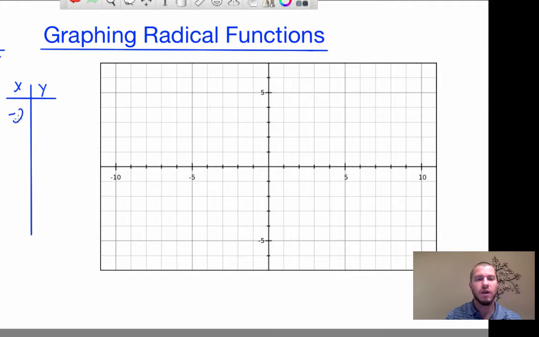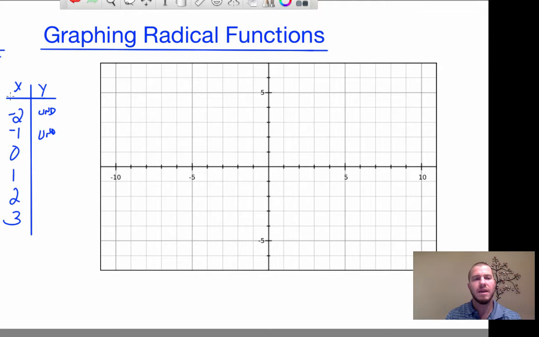So let's start off how we always start a new function and graphing it, by setting up a table of values. We're going to have -2, -1, 0, 1, 2, 3. So when I plug in -2, I'm going to have the square root of -2. Well, because it's negative, that means it's undefined. I can't do that one. Same with -1. It's not real, so it can't go on the plot of my real plane.